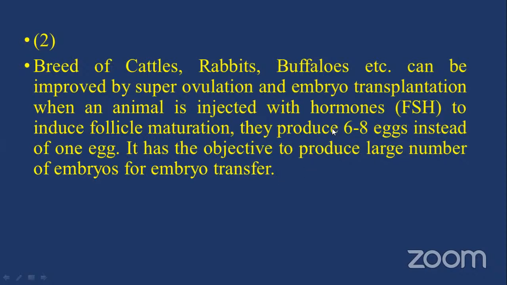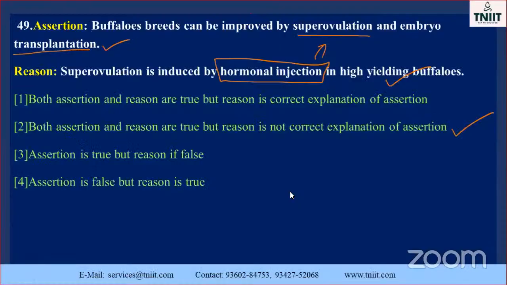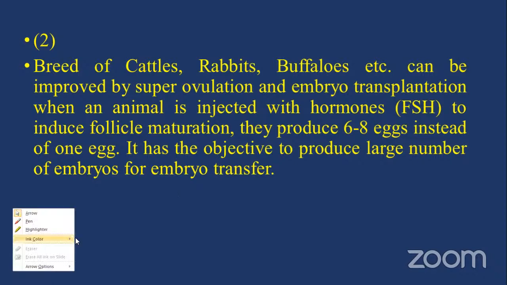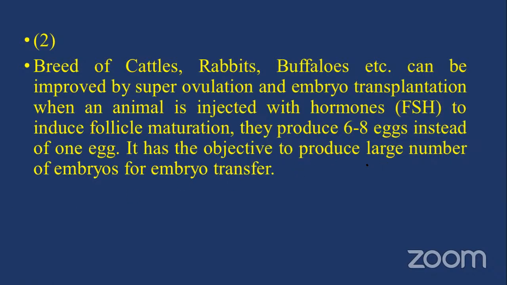Hormone is also injected, but they told which one? Super ovulation induced by hormonal ovulation in high yielding buffaloes only, they told. No, it is not a buffalo. They are using, what is that? Development of a large number of embryos only. So this is the critical thinking question. Large number of embryos only, not the buffalo. You may tell us, sir, the embryo develops into the buffalo, no, sir. They ask which is the correct option.